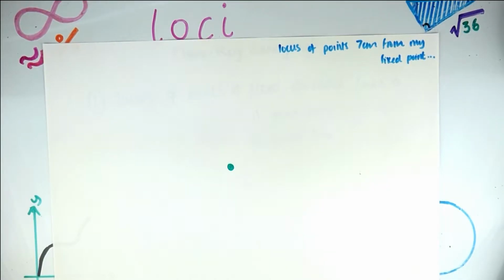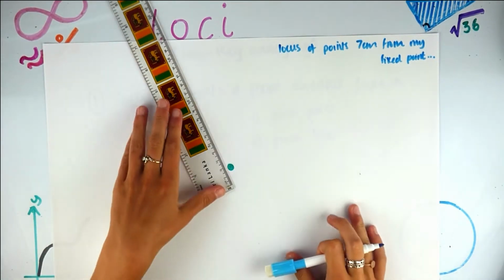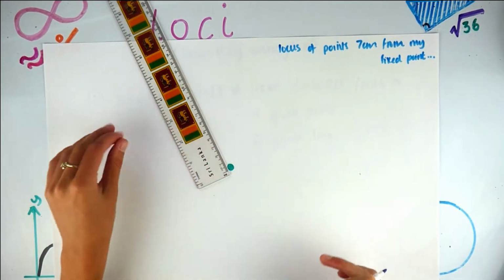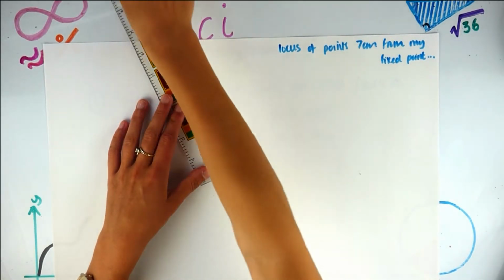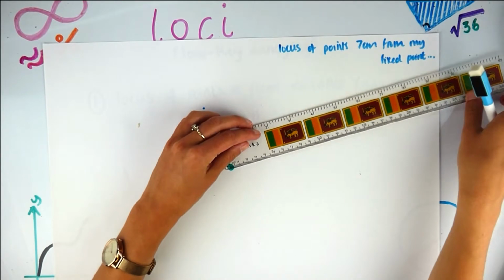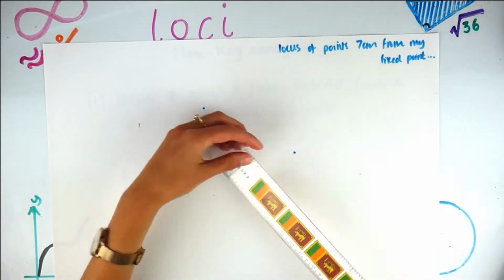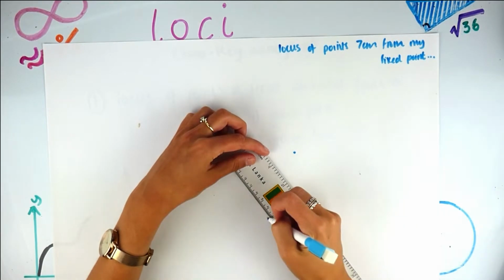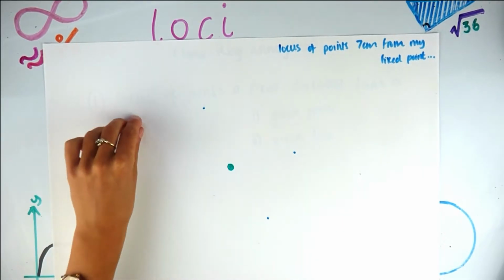So firstly, if we were just thinking of using a ruler, what would this kind of look like? So I would be drawing, I want to be 7 centimetres away, but I want all the options. So I would be 7 centimetres away here. I would also be 7 centimetres away here. And here. And we could keep going like that, but as you can see that's quite faffy. How many points am I going to end up drawing?